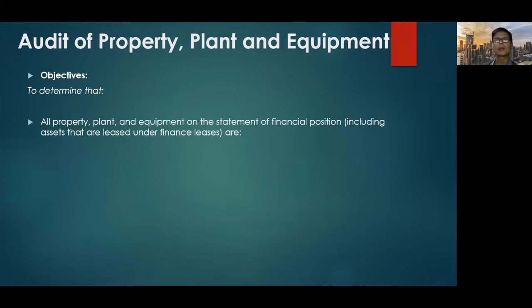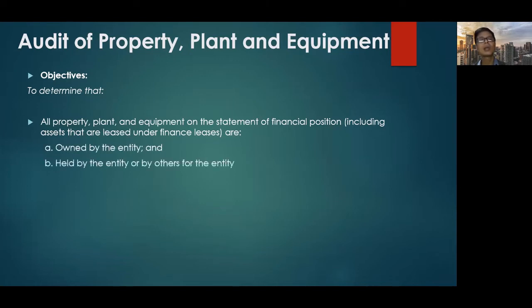all property, plant, and equipment on the statement of financial position, including assets that are leased under finance lease. So kasi dun sa property, plant, and equipment, hindi naman lahat yung bang ownership nung company. No? It could be either nandun sila sa isang contract of lease, no, whether it's finance lease or operating lease. So if it's under finance lease, for example, if it's owned by the entity and held by the entity or by others for the entity.